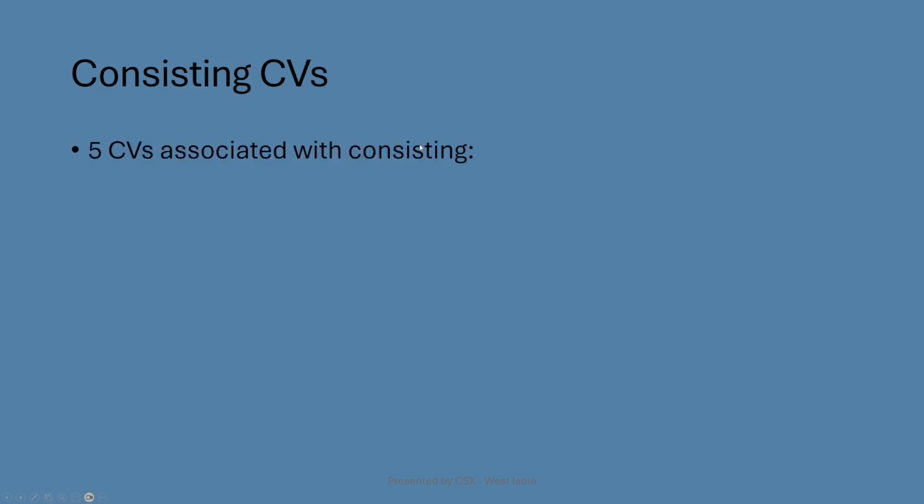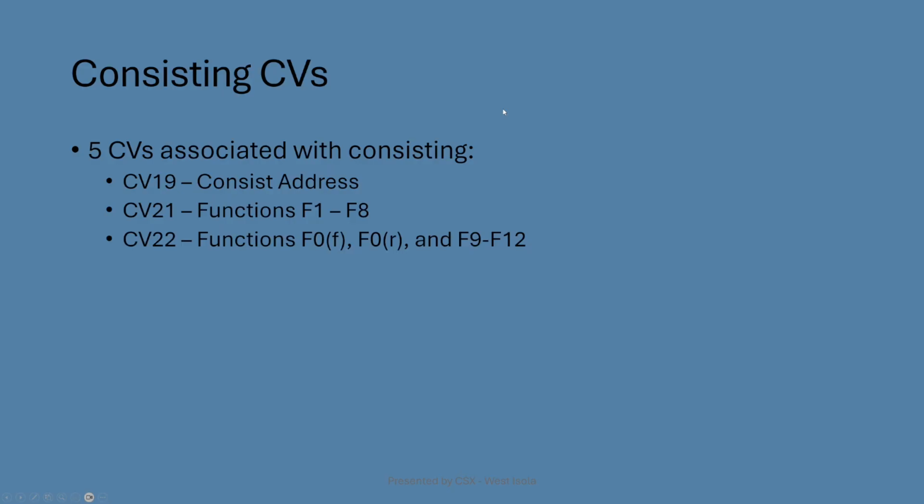On Soundtrax, we've got 5 CVs associated with consisting. We have CV19, which holds the consist address, which we'll look at in a bit. CV21 controls functions F1 to F8. That determines whether they're going to work on this particular loco or not, as we'll see. CV22 does the front and rear headlamps and F9 to F12. CV245 is functions 13 to 20, and CV246 is 21 to 28. So they are the 5 CVs that we have to program in each loco. Sounds a lot, but once you get into it, it's relatively quick.